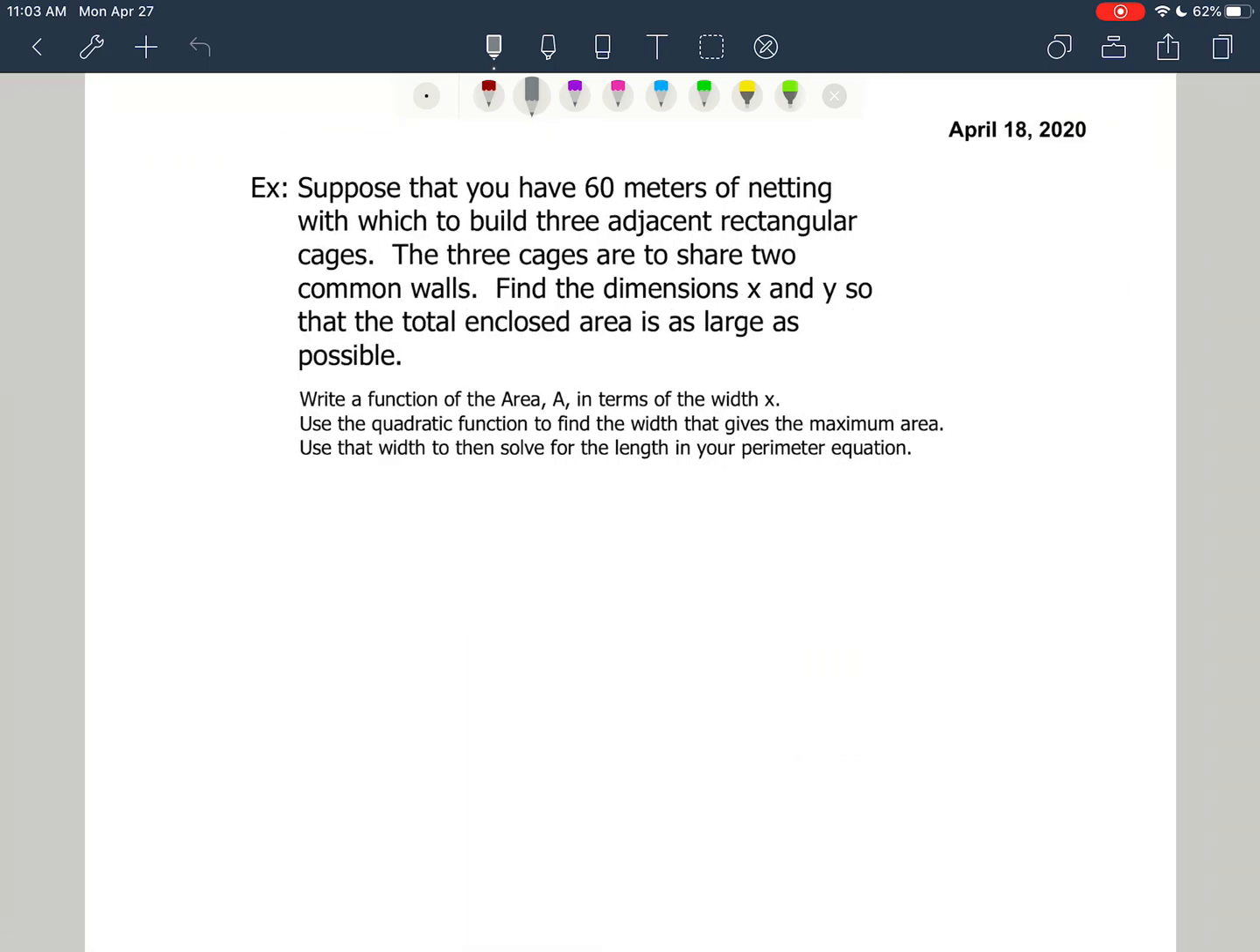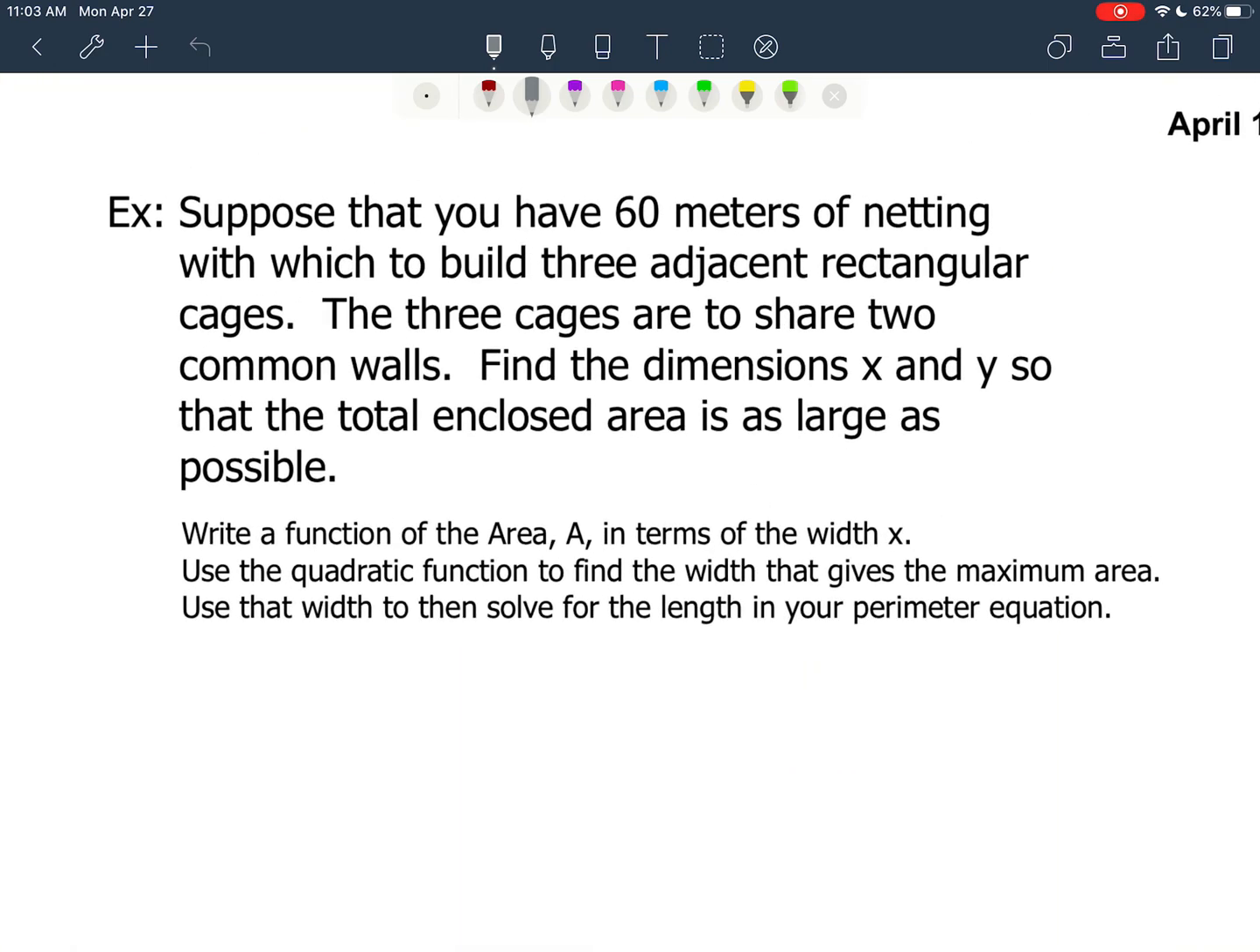In the next video, we're going to step it up one more bit. We're going to have 60 meters of netting, and this time we want to build 3 adjacent rectangular cages. So not just one rectangle, but we're going to have 3 cages, and we want to find the dimensions so that we can get as large of an area as possible.